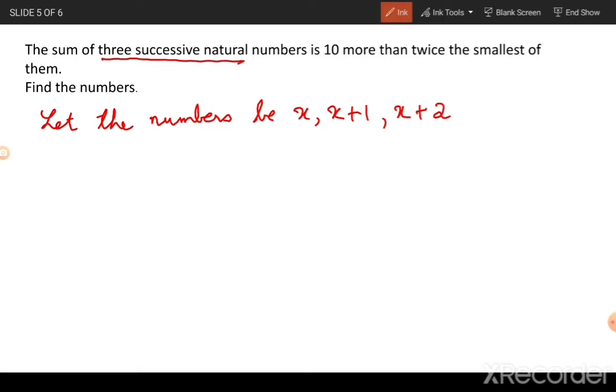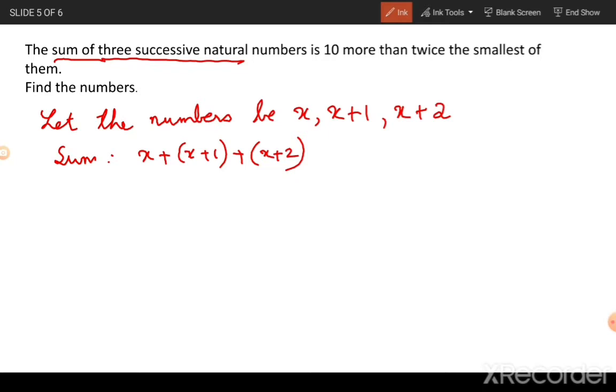Now on the right, we are talking in terms of equations. So there will be a left hand side and a right hand side. So let's see what can we write on the left hand side. It is the sum of these 3 successive natural numbers. So let me write the sum of these numbers will be x plus x plus 1 plus x plus 2. So that is the sum of these 3 natural numbers.